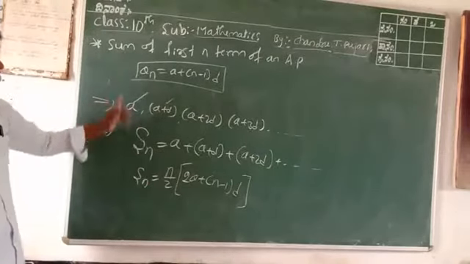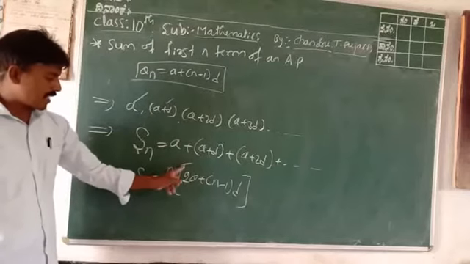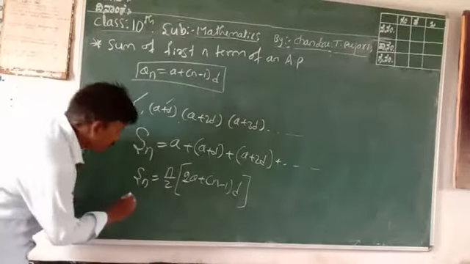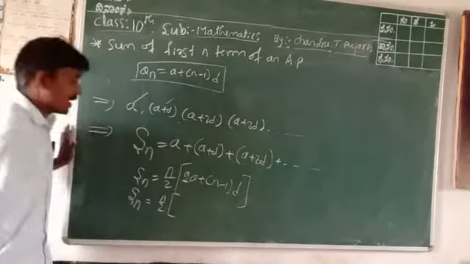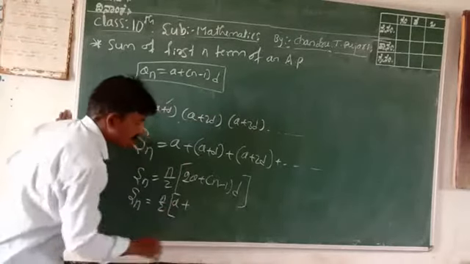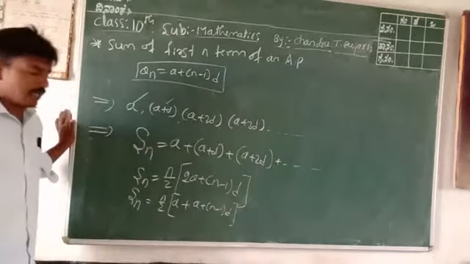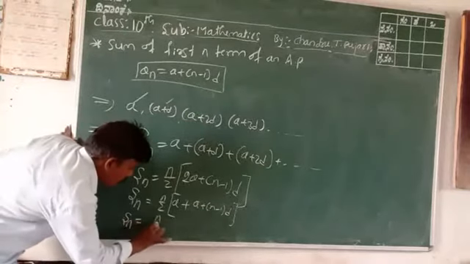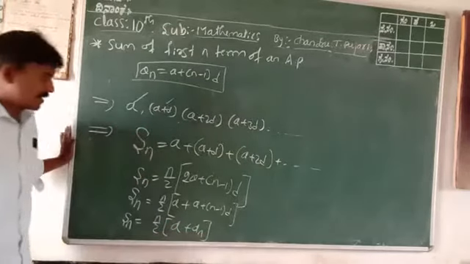This is the formula for the sum of the first n terms: Sn is equal to n by 2 into the bracket of 2a plus (n minus 1) into d. Or otherwise, simplifying, Sn is equal to n by 2 into the bracket of a plus a plus (n minus 1) into d. This is also a different form. And also Sn is equal to n by 2 into the bracket of a plus an. This is the same formula.